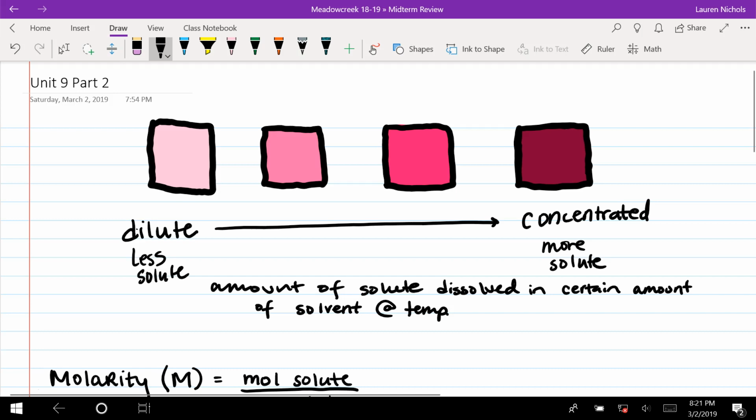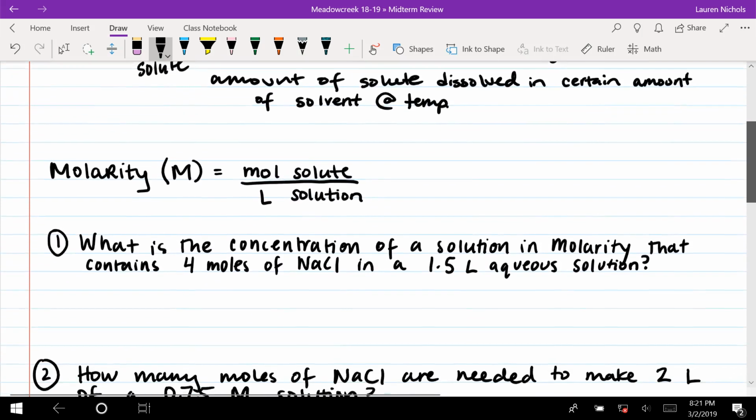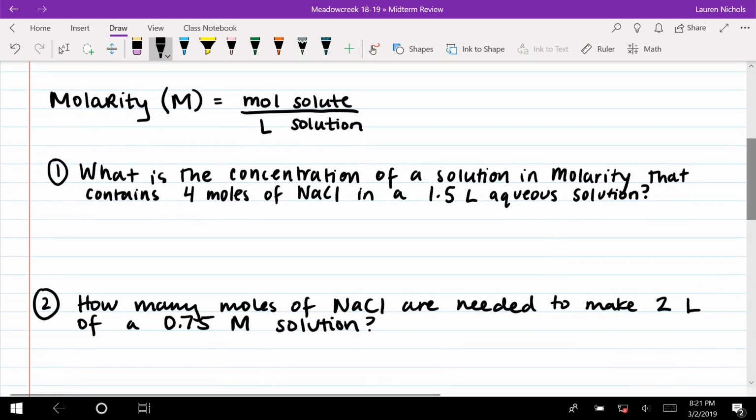One thing we do is use molarity to help us calculate exactly how much is dissolved. The first way we learn to calculate concentration is through molarity. Molarity has the abbreviation of a capital M, and it's equal to your moles of solute divided by the total liters of solution. Remember, your solution is your solute plus your solvent. It's the finished product. How many total liters do we have?